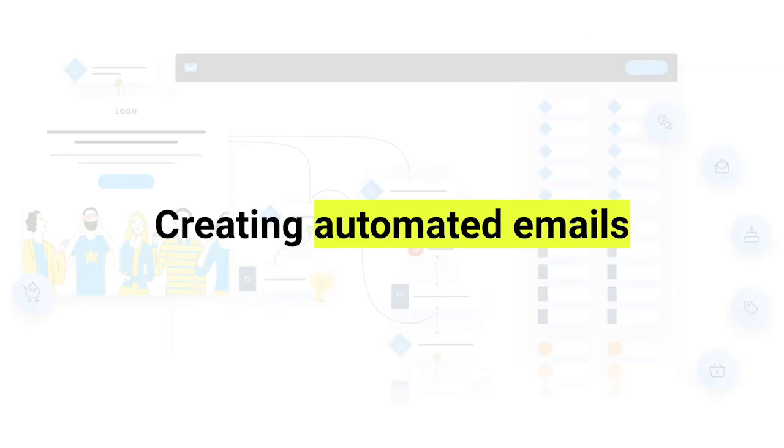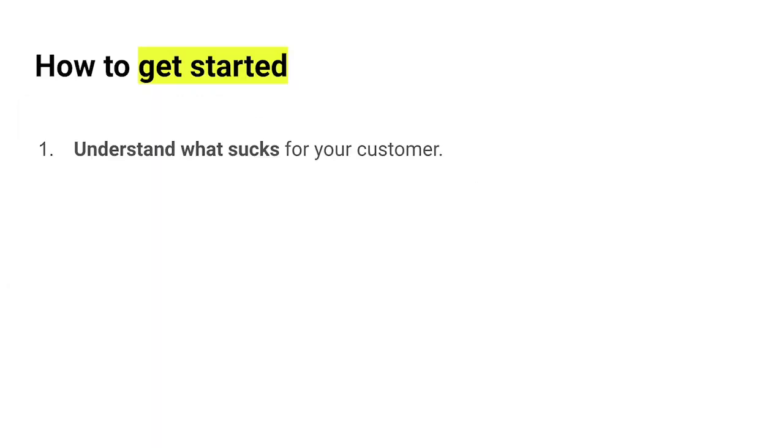So let's move into creating automated emails. All right, so what I want to do is get into how you get started. How do you understand the thing that you really want to work on? First, I want to think through and understand what sucks for your customer. This is the foundation. When you understand the problem that you and your customers are facing, you're able to start articulating a message that means something to them.